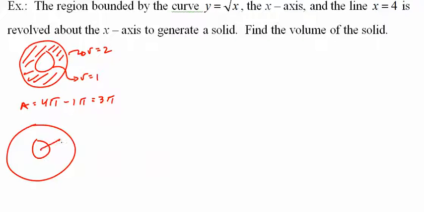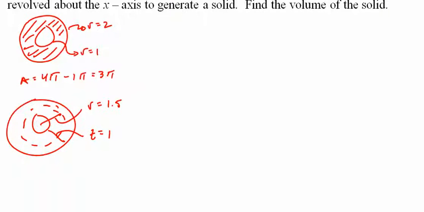what's the radius out to there? Well, that's halfway. Radius is 1.5. The thickness of this thing is 1. So 2 times pi times 1.5, and that's the circumference at 1.5, times the whole thickness of 1, gives you, shockingly enough, 3 pi. So you can really do it either way. We're going to do the second way with cylindrical shells. You've been warned.